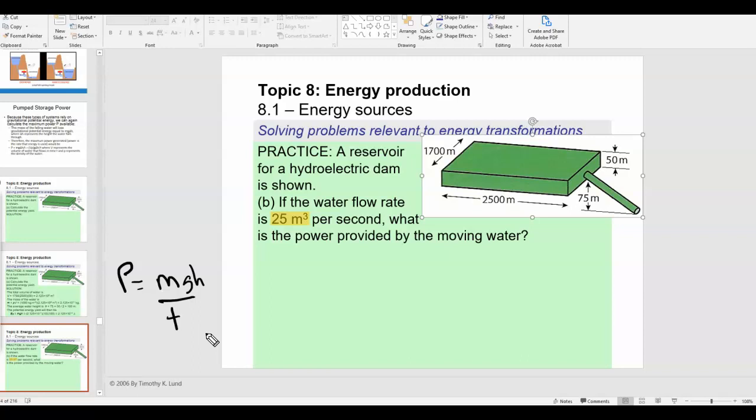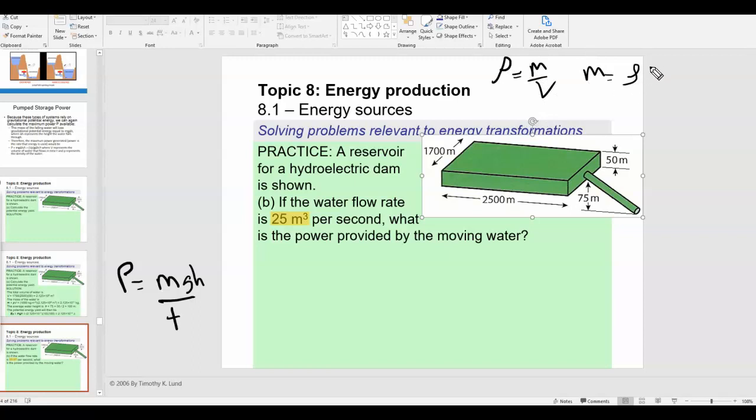All right, but this form of the equation doesn't really help me because they're not giving me mass, they're not giving me time, they're giving me this volume of water flowing per second. So I need some way to connect that back to mass. So remember that density is mass over volume. And the density of water is 1,000.